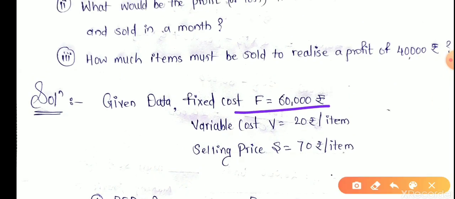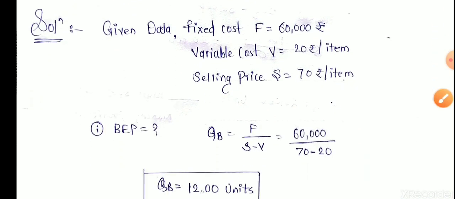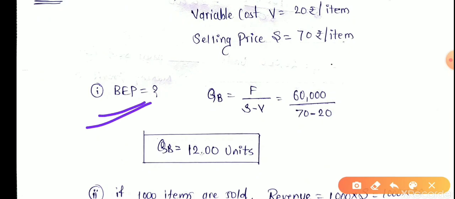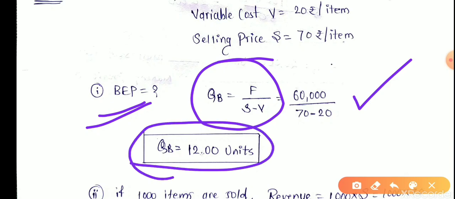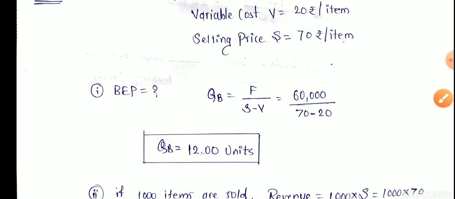F is 60,000 rupees, variable cost V is 20 rupees, S is the selling price, 70 rupees per item, and they asked for the break-even point. As we know, break-even point QB is equal to F divided by S minus V, that is 60,000 divided by 70 minus 20, so QB is equal to 1200 units.